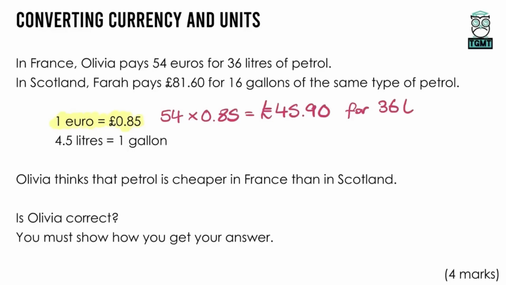Now we don't want to compare the price at 36 litres, we want to know what the value of 1 litre is. So to get there, we just divide by 36. So £45.90 on the calculator, divide by 36, it is 1.275, or £1.27 and a little bit extra.